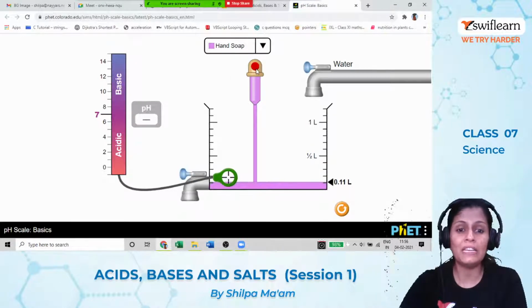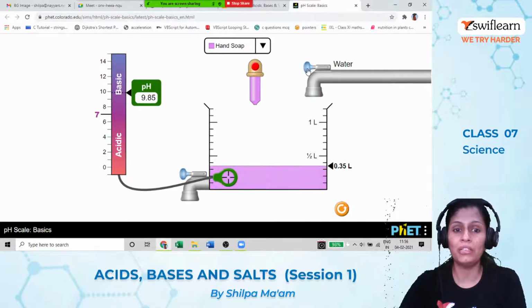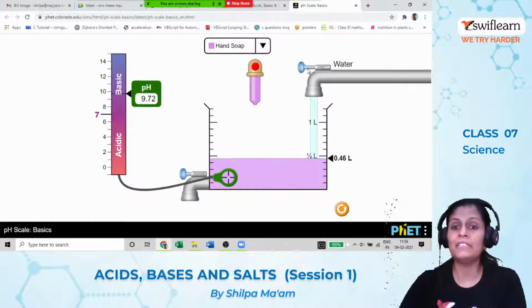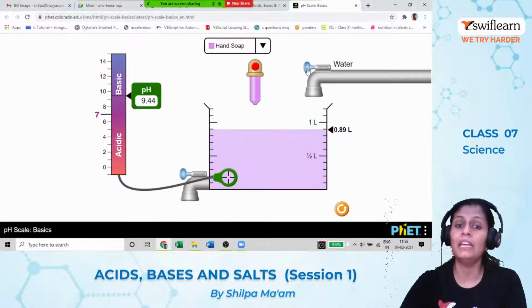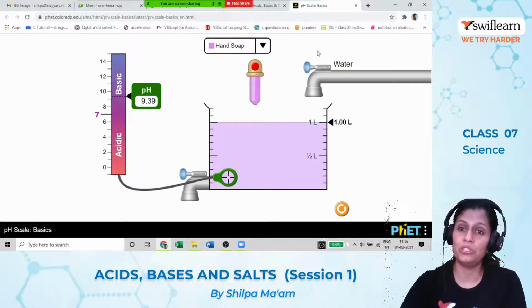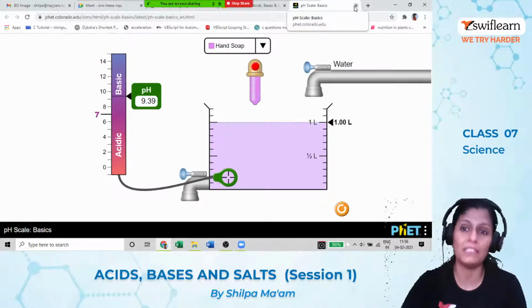Now, let's suppose we take a basic one. We are taking a basic value, and the pH is 10. Now if we add water to it, what is happening? This basic solution is tending to come to a neutral one, and if we add more water, it will become a neutral solution. So adding water is basically removing the acidic or basic nature of a substance.